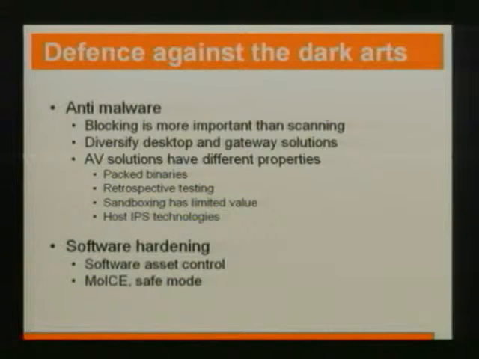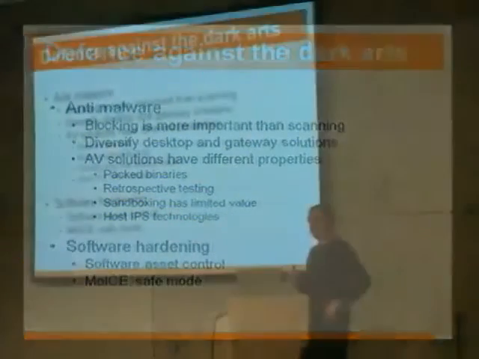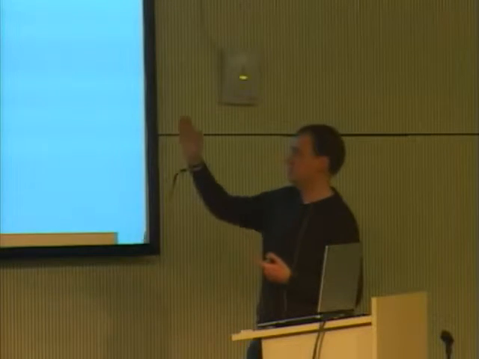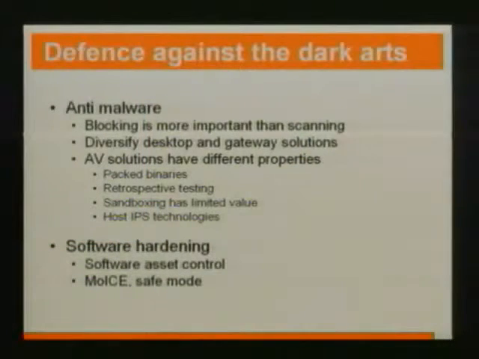So first of all, antivirus. As you've seen, antivirus really isn't the most effective approach, but what you do need to think about is when you deploy antivirus, that antivirus is actually a very complex technology. People think we deploy antivirus and all of our problems are solved, but that's really not the case. You have to think about how antivirus deals with, for example, packed binaries, how they deal with new malware. Look at retrospective tests as they occur.